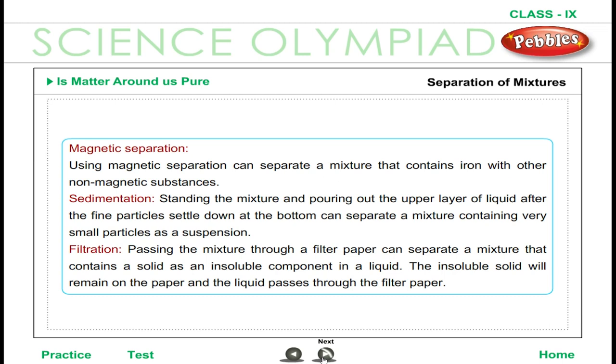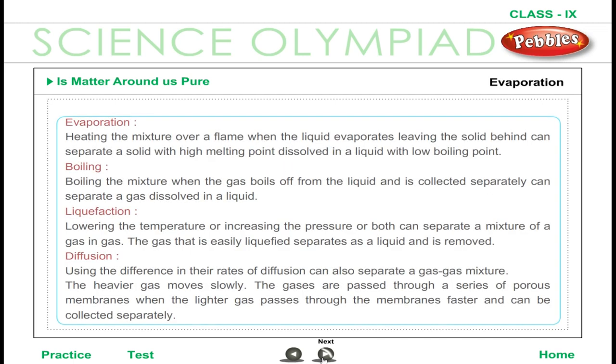Filtration. Passing the mixture through a filter paper can separate a mixture that contains a solid as an insoluble component in a liquid. The insoluble solid will remain on the paper and the liquid passes through the filter paper. Evaporation. Heating the mixture over a flame, when the liquid evaporates, leaving the solid behind, can separate a solid with high melting point dissolved in a liquid with low boiling point.